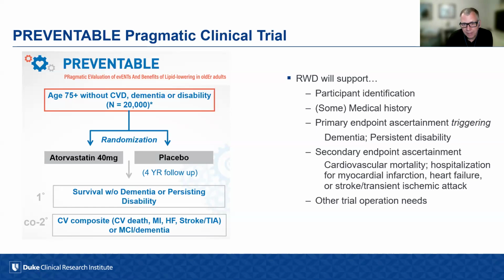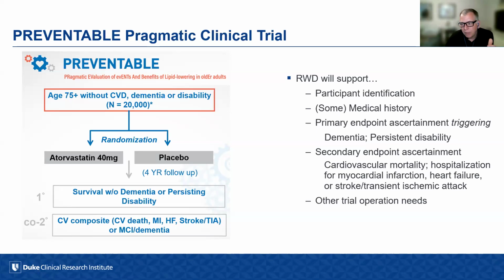For the primary endpoint, which is dementia and persistent disability, if we see codes in the data that look like they're related, codes for falls or codes for dementia, but we don't necessarily know about it yet, that'll trigger essentially a follow-up process. So it wasn't being used to define those things, but it was being used to trigger that.